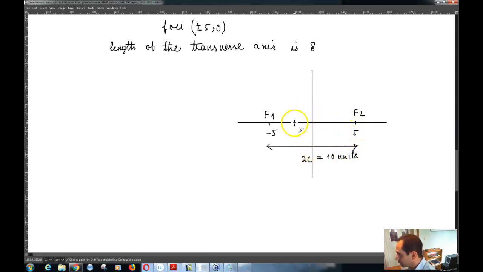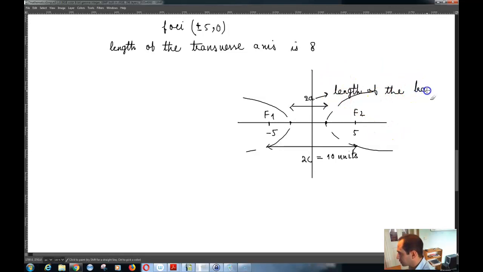And the distance between the two vertices, suppose that I have these two vertices over here, the distance between the two vertices, or the length of the transverse axis, is 2a. So this distance over here is actually 2a, and that is the length of the transverse axis. What that means is that if 2a is equal to 8 units, that means that your a is equal to 4. And from here you know that your c is equal to 5.